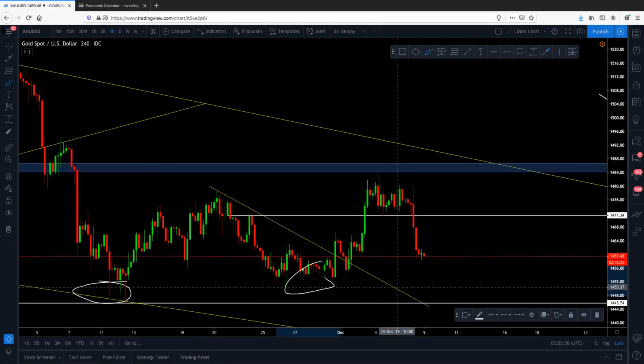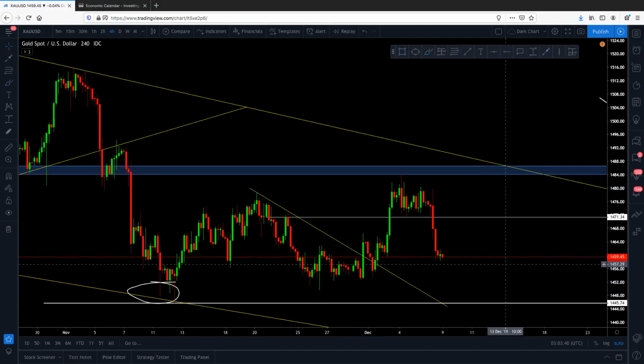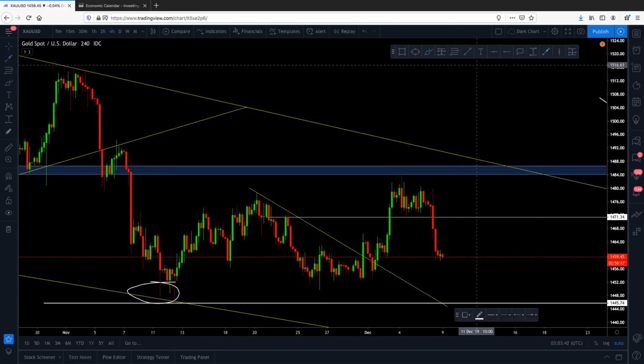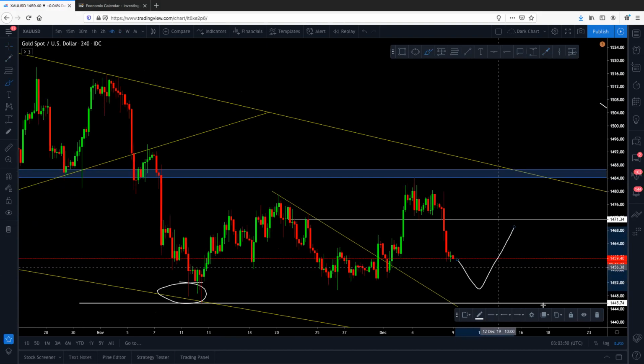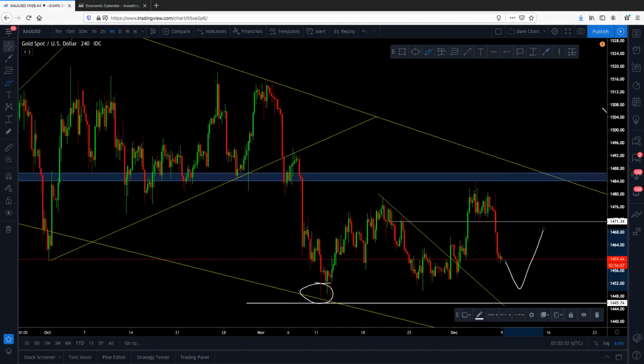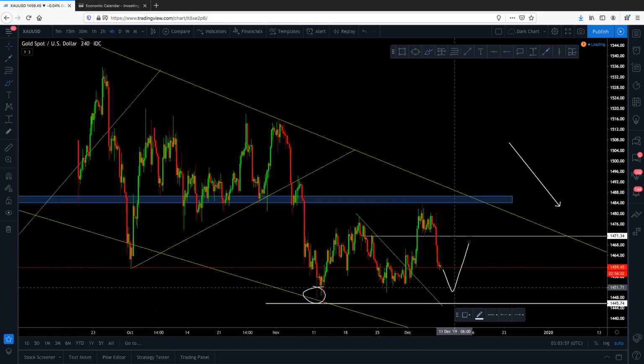So where price is at now, price would need to hold. I can see price possibly coming down here, retesting these support levels down here, and then bouncing. But in order for us to go lower, we need to see price break below.